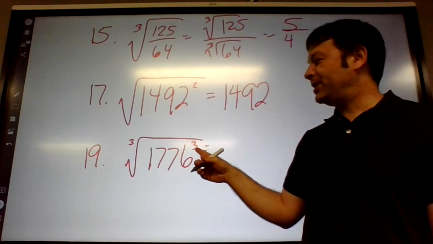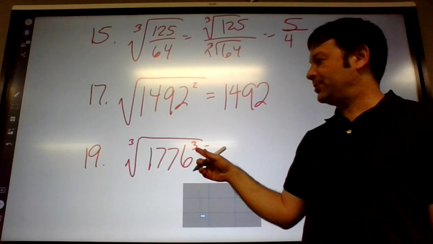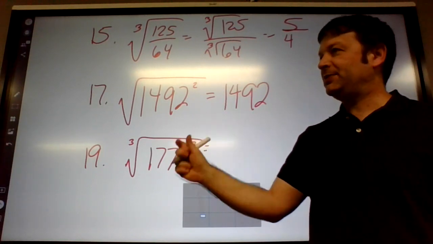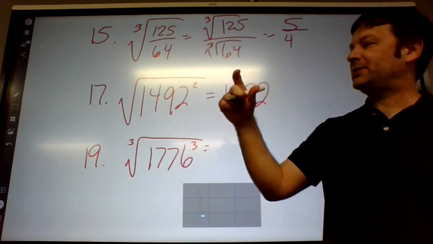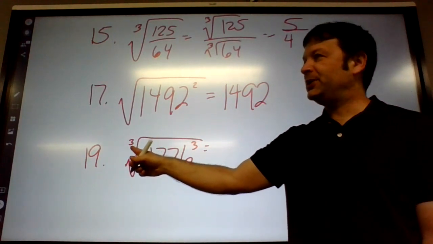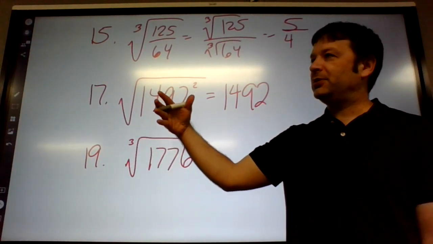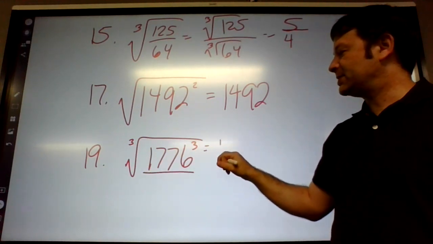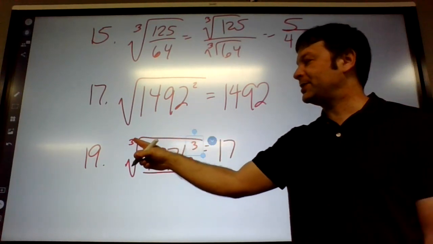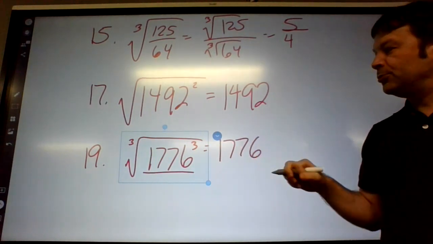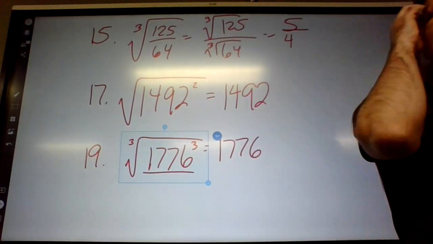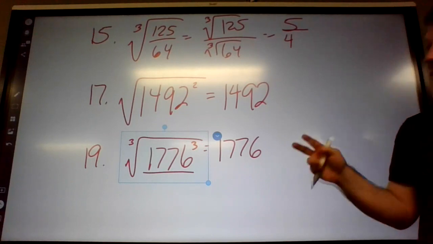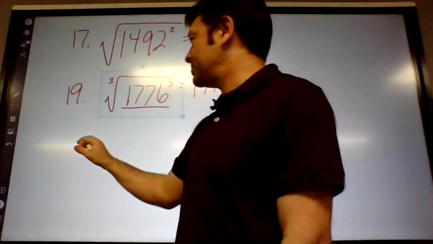Okay, when you cube it, it's going to be really big, like it won't even fit on your calculator. It'd be 1776 times 1776 times 1776. But then when you cube root it, it means what cubed equals that giant number. And the answer would be 1776. They cancel out. These are opposites. Roots and powers are opposite. Roots and exponents are opposites.